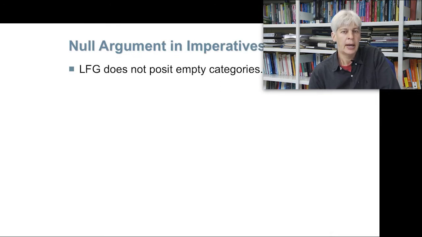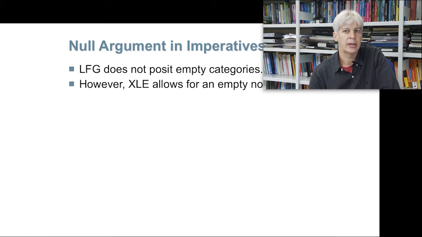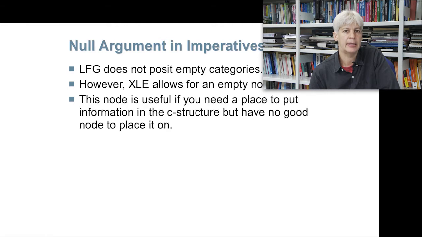Okay, so how do you deal with null arguments? LFG, in principle, does not posit empty categories. However, XLE does allow for an empty category node E. And this is what I'll be showing you how to use this time. It is a very handy grammar engineering device. If you have functional information that you need to place somewhere in the C-structure tree, but you don't have a good node to put it on, it's a very handy solution. You posit an empty node, you annotate that empty node with the functional information that you need, and then it'll just be calculated into the entire F-structure.